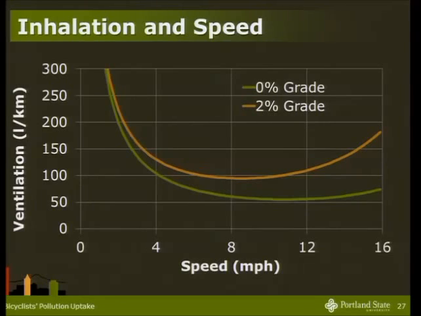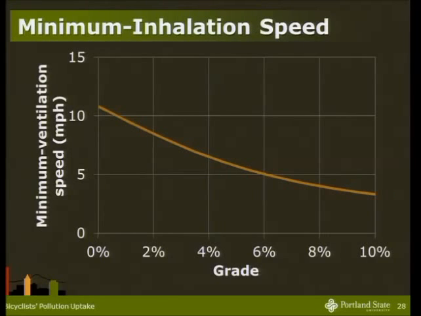And we can connect these minimum points to develop what I'll call the minimum ventilation speed curve. So here you see is basically plotting that minimum ventilation speed, so the low point on the previous curve, for different grades. And like I said, you can see that it starts around 11 miles an hour flat, and then the steeper it is, the slower your optimum speed is from an inhalation dose point of view. Kind of makes sense. And it kind of corresponds to what bicyclists do, right? Because they're going to slow down because it requires more energy to maintain speed on a grade.